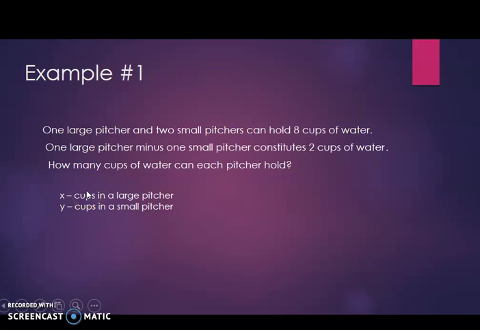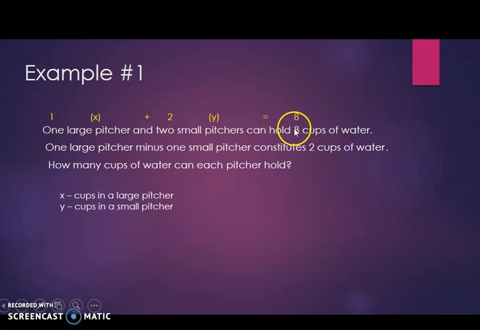Then step number 2 is to write your first equation. In this case, I'm going to look at the 8 cups of water. It says that one large pitcher can hold X number of cups of water. Then we look at the 2 small pitchers. We know that holds Y cups of water, but I have 2 of those pitchers. So I've got 1X, because I have one large pitcher, plus 2Y, because I have 2 small pitchers, to hold a maximum of 8 cups of water. So my first equation is 1X plus 2Y is equal to 8.